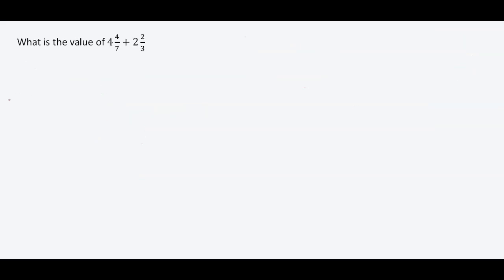Next example, what is the value of 4 4/7 plus 2 2/3? First thing we're going to do is 4 plus 2, that's going to give us 6. And our denominators are 3 and 7. This is 3 to the power of 1. This is 7 to the power of 1. So our LCM is going to be 3 multiplied by 7, which is 21.